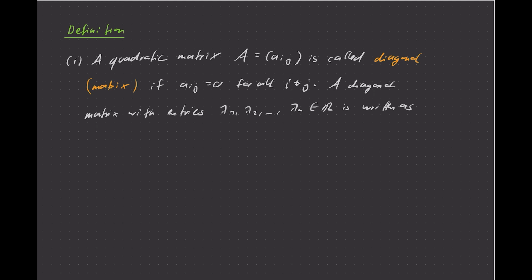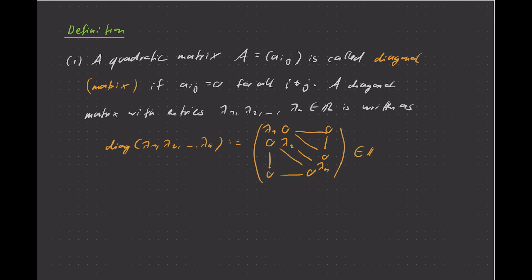Is written as, just write diag, and then you put in the entries on the diagonal. What that means is that's the matrix that has the lambdas on its diagonal, like this, and zeros everywhere else. Yeah, so there's a 0 block here on top, and another 0 block here on the bottom. And that's an n by n matrix.